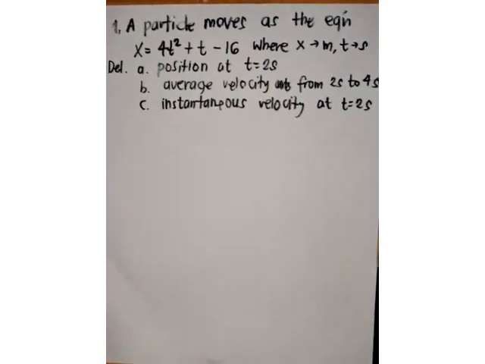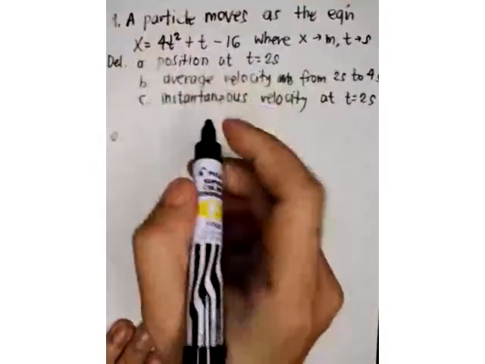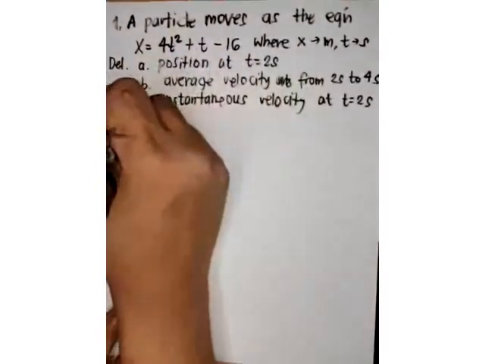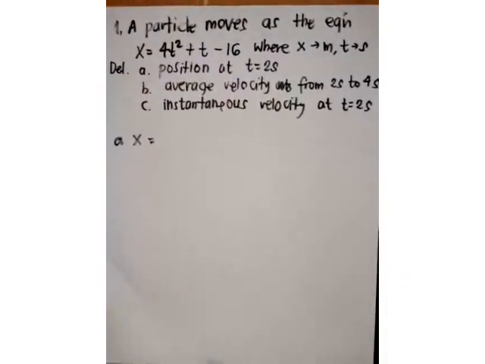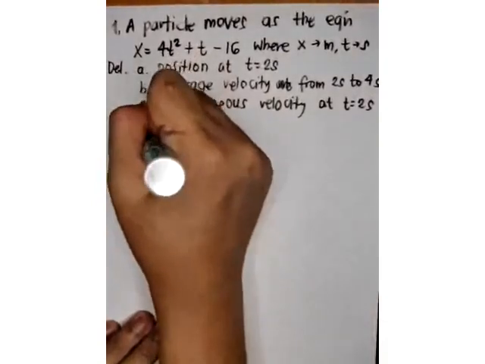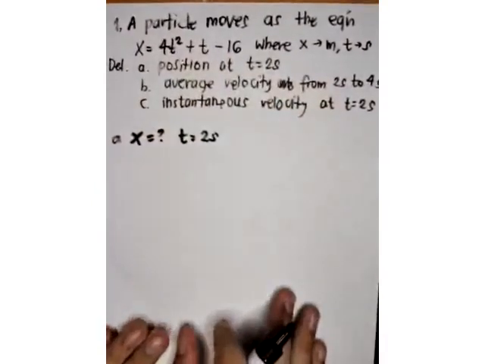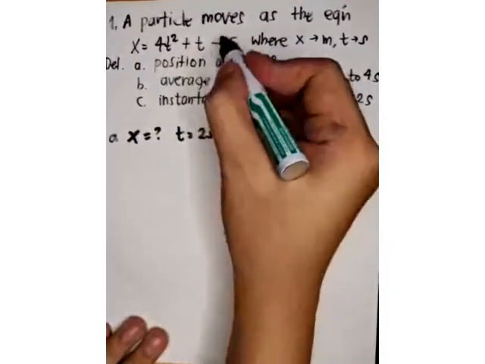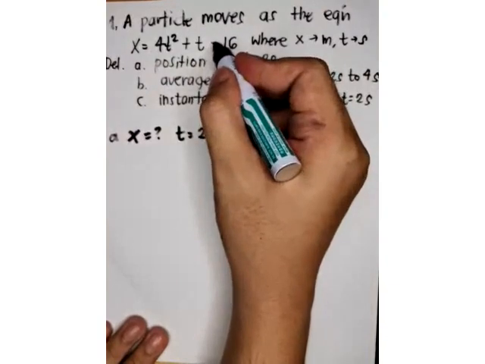Well, let's have the first one. Ayan. Because this is the equation of the position. Okay, so hinahanap natin ano yung position. So that means we're looking for x. Ayan. So what is the value of x when t is equal to 2 seconds? Ayan. So ano bang gagawin natin? We will just substitute the time to our given equation because this is the equation of the position.